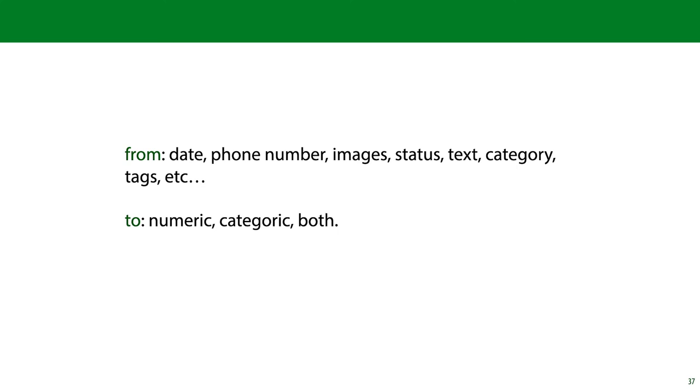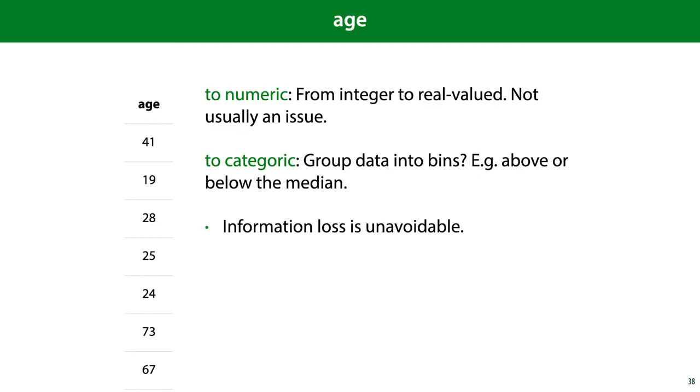There's no standard approach that you can always use, but we'll look at a few examples and hopefully the general idea becomes clear. Let's start with a simple one, age. If we need to translate to a numeric value, then we're translating from an integer value to a real value. This is not usually an issue, and we can just make the translation directly. If we are forced to use categoric features, for instance, because we're using a model that cannot consume numeric features, then we'll need to somehow group the data.